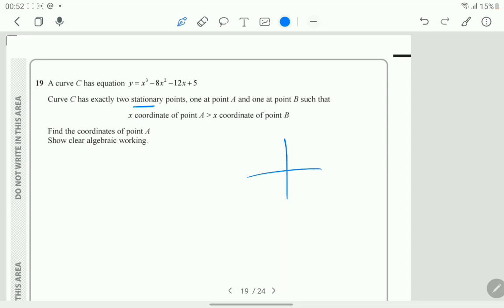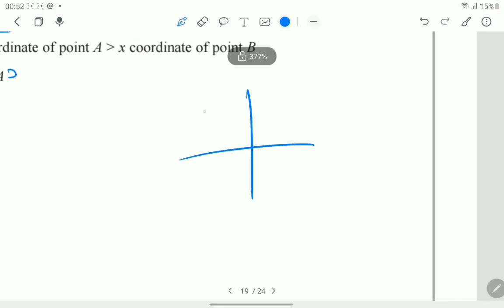Curve C has exactly two stationary points, one at point A and one at point B, such that the x coordinate of point A is greater than the x coordinate of point B. Find the coordinates of point A. Show clear algebraic workings. So a cubic equation, if you didn't already know, goes something like this. We have two turning points, and they are turning points because the gradient is exactly 0, because the curve is turning.